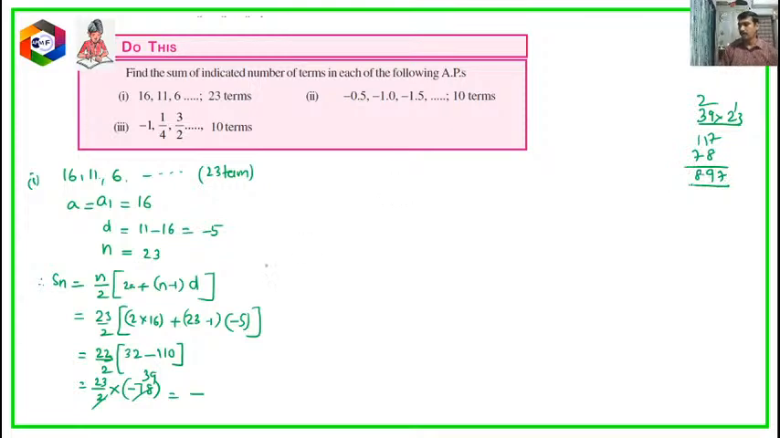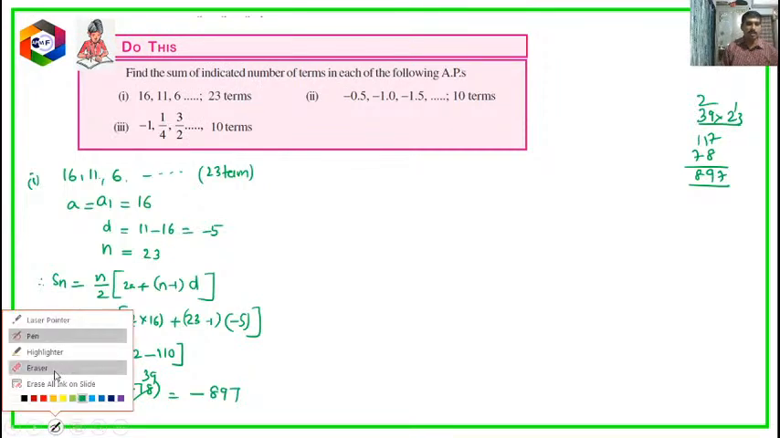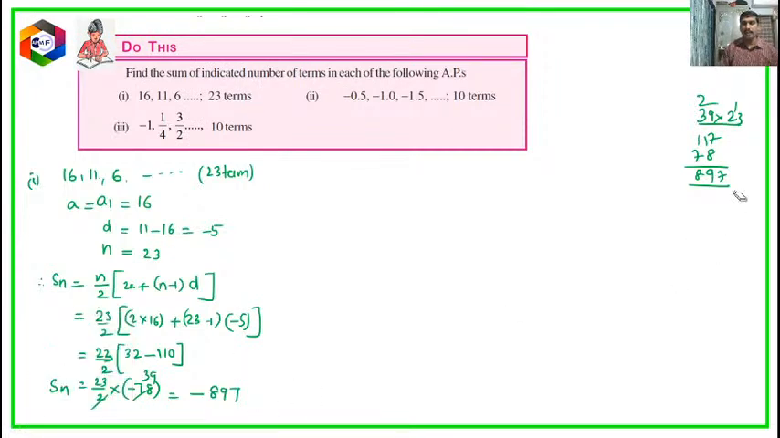Yes, very good. Raghunandan, yes, well done, corrected. Manoj, yes. Dhanalakshmi, Sivlingeshwar Rao, Raghunandan, good. So minus 897 is the answer, that is Sn. So the sum to 23 terms is equal to minus 897.